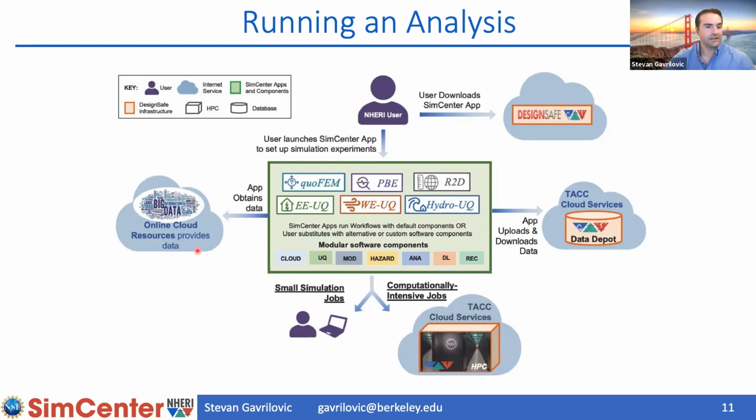There's also other online cloud resources that we get app information from, such as the PEER NGA-West2 database. In R2D, it pulls ground motion records to create earthquake scenarios. And there's also the Data Depot at DesignSafe where we store our apps. So you don't have to upload any apps. Everything is sitting there. There should be a one-to-one match between the app you're running on the computer and the one that's sitting at DesignSafe. All you have to do is submit the job. And I will go over how to do that.